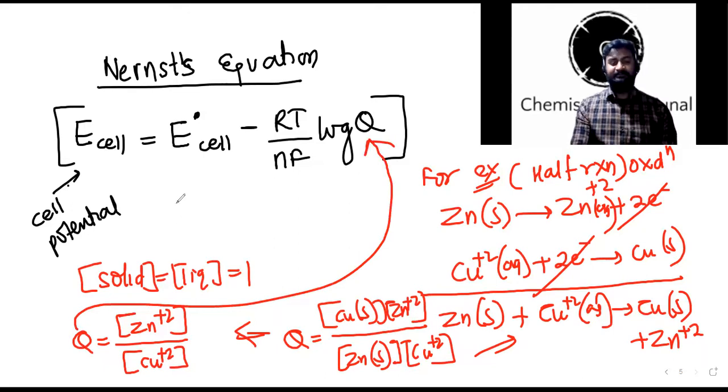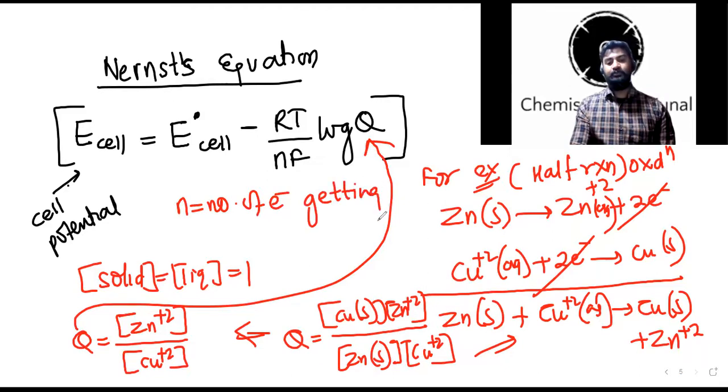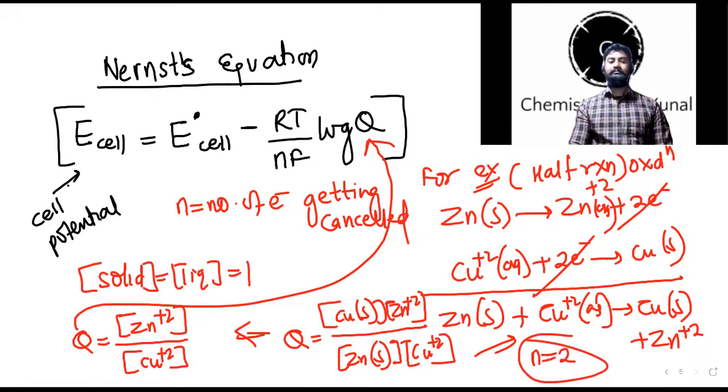Yeah, and what is N? N is the number of electrons getting cancelled. So how many electrons are getting cancelled? 2. So in this case, N will be 2. So this is the Nernst equation.